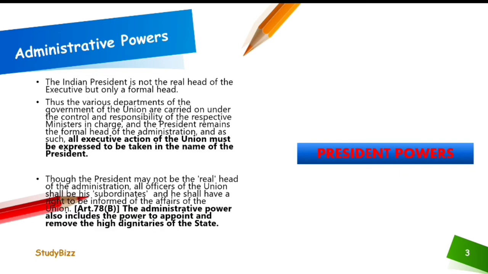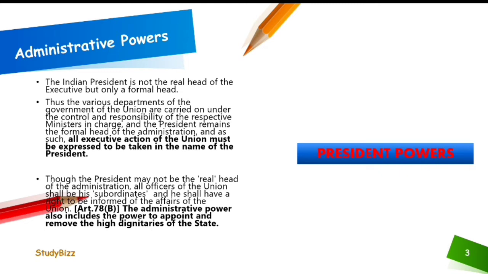So, administrative powers of the president. The Indian president is not the real head of the executive but only the formal head. But even if he is formal, as I told just before, he has got a major chunk of powers. So let us see what these are.